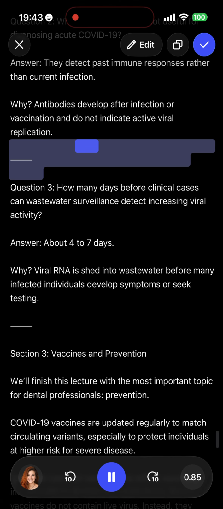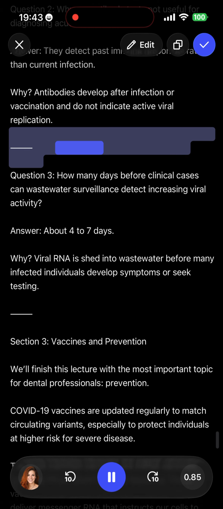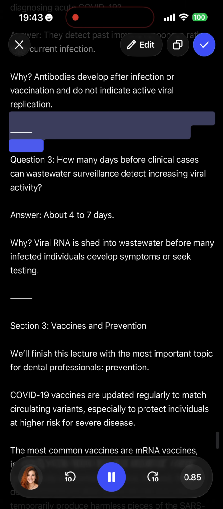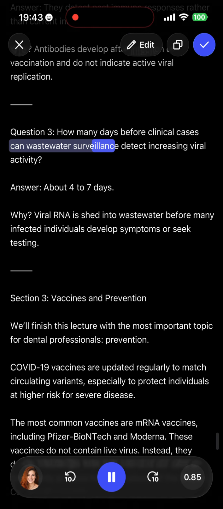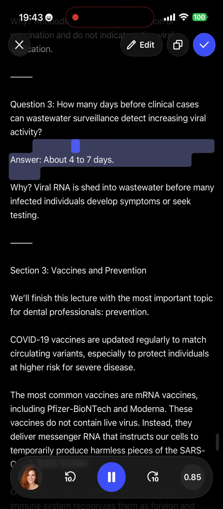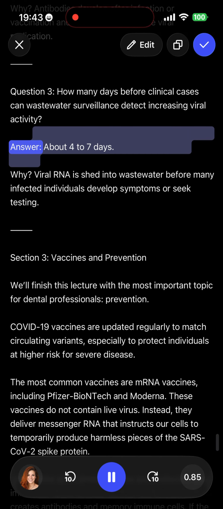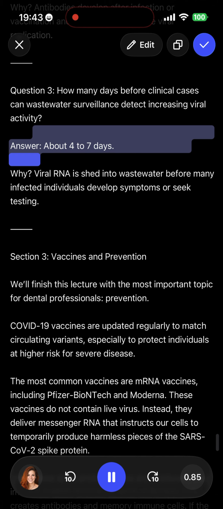Question 3. How many days before clinical cases can wastewater surveillance detect increasing viral activity? Answer: about 4 to 7 days. Why? Viral RNA is shed into wastewater before many infected individuals develop symptoms or seek testing.